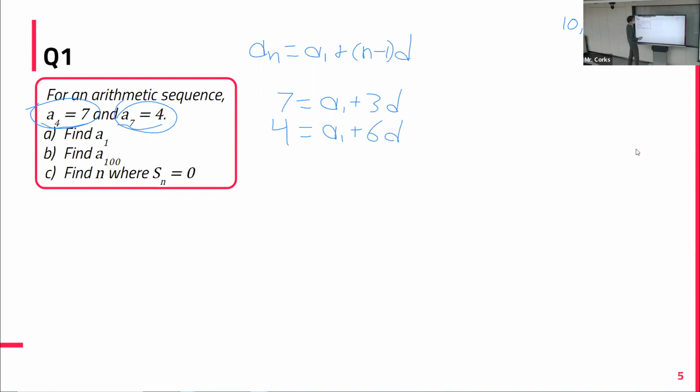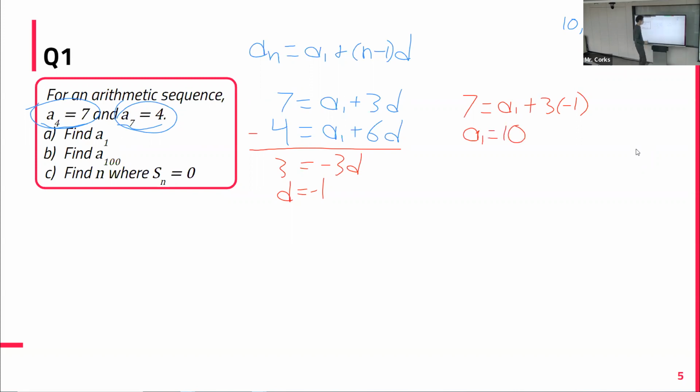That's two equations with two unknowns. That's very solvable. We could just do elimination here and subtract, and we get 3 is equal to negative 3d. So then d is equal to negative 1. And our d can just go back into either of these other two equations. So let's say 7 equals a1 plus 3 times negative 1, and rearrange, a1 equals 10. Okay, there's the first term.